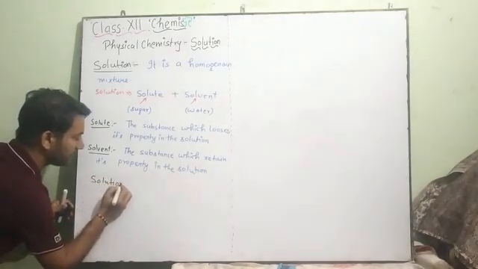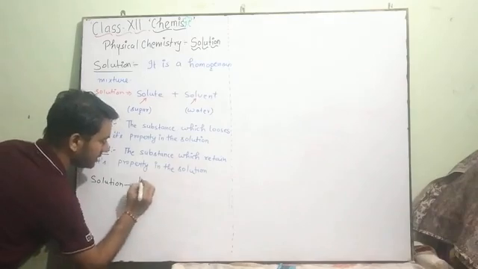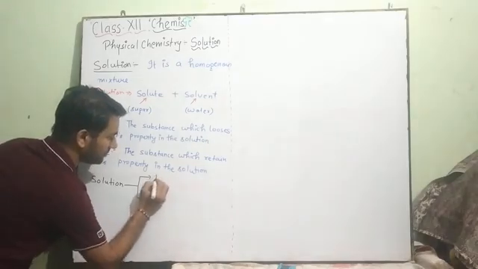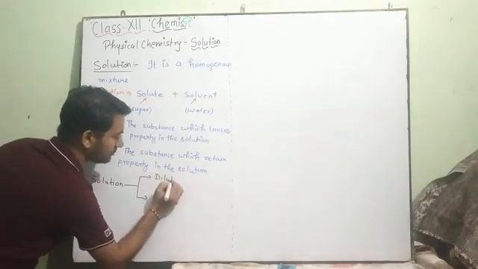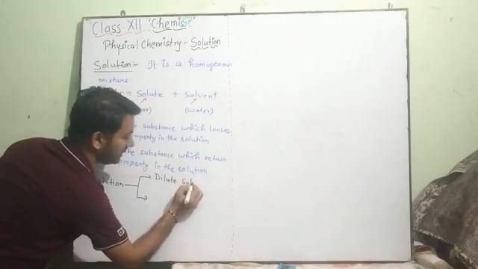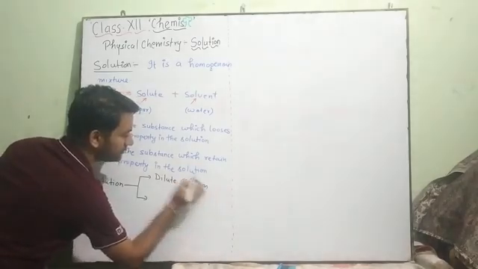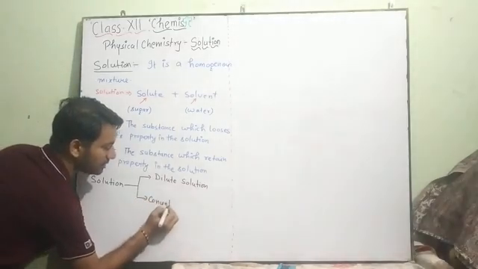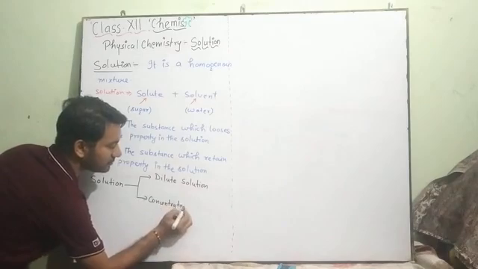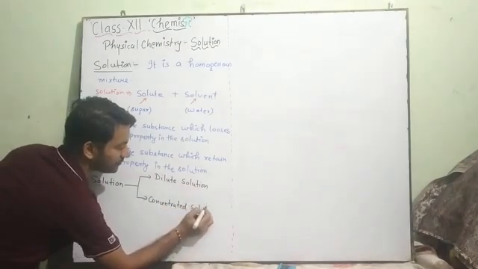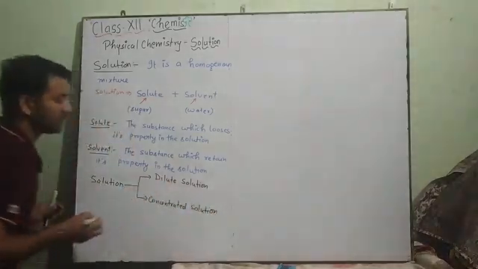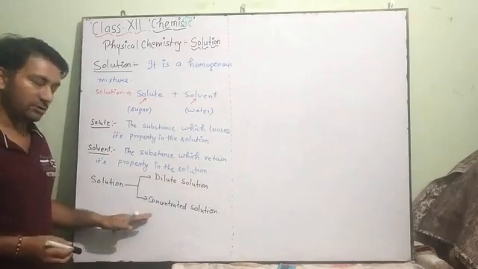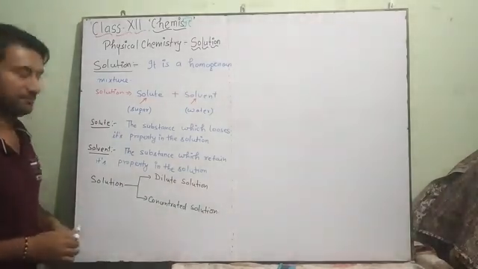Solution types. There are only two types of solution. Number one is dilute solution, and number two is concentrated solution. We will define the dilute and concentrated solution respectively.